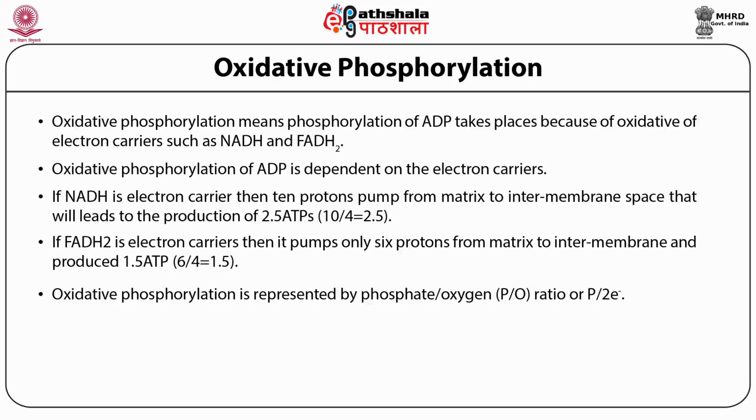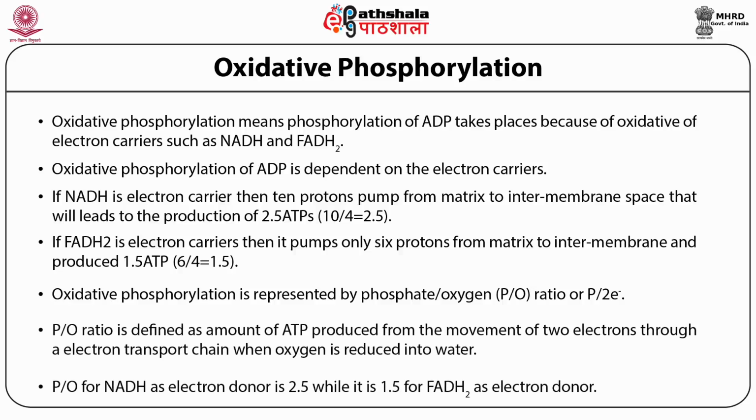The phosphate to oxygen ratio means how many phosphorylation steps you have when one oxygen is reduced into H2O. The P to 2 electron ratio means how many phosphorylation steps you have when 2 electrons are transferred to the electron transport system in the mitochondrial inner membrane. Both are the same and synonyms of each other.